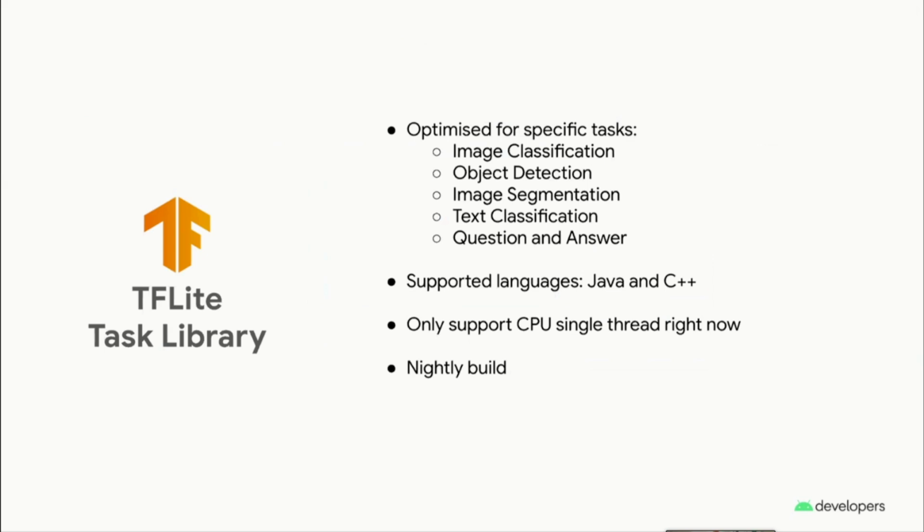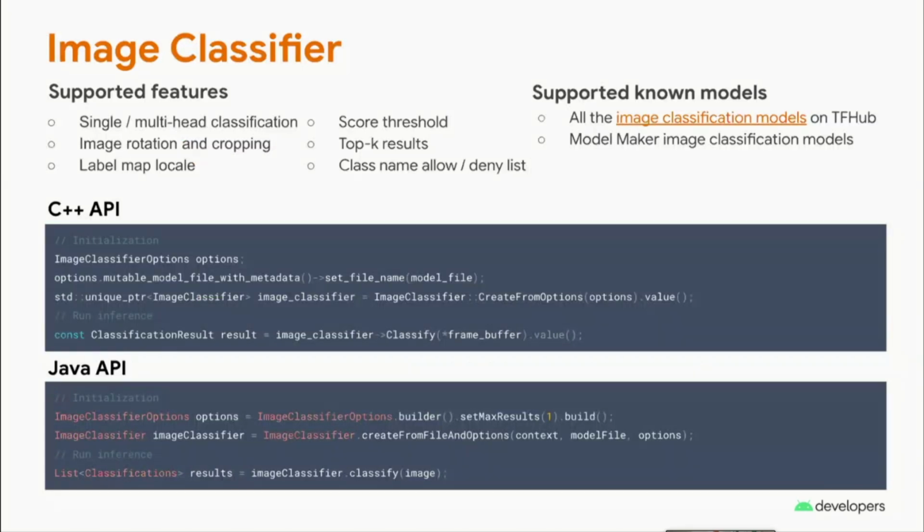When you're using it, this is what it looks like in terms of both the C++ API and the Java API. Here I just want to highlight that it follows a similar convention to all the other ML APIs, which is easy to use. You just build an options object, then you get an instance of the classifier, and then you use the classifier directly. This is similar to other APIs that you might get for an image classifier.